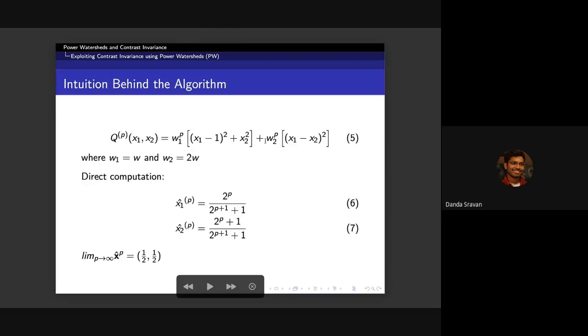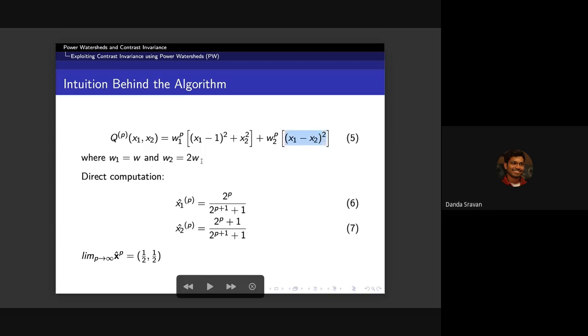Suppose I have only two levels of weights. I have a cost function here and a weight associated with it, and a cost function here and a second weight associated with it. The first weight is less than the second weight. Let me call them W and 2W, first and second. If I have to compute the limit of minimizers as p goes to infinity, with a direct computation I obtain these points for every p. I can simply take a limit here and observe that the answer is (1/2, 1/2). But if I want to apply the algorithm and see what happens, first I take the higher level cost function.